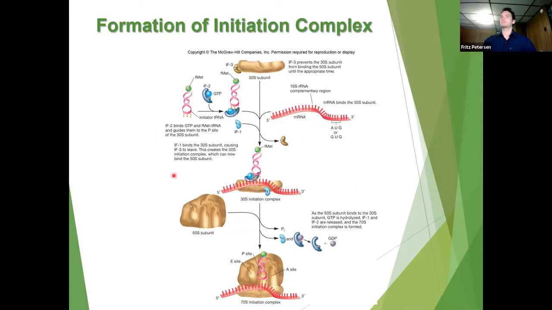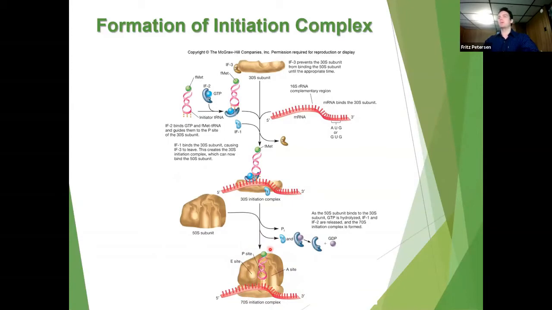So everything that I just described happens over here, and this is your end result. The 30S initiation complex is now bound to the mRNA, and now the 50S unit can be added on top of it. So when this 50S unit binds on top of it, initiation factors 1 and 2 are released, and then the 70S initiation complex has now been completed.